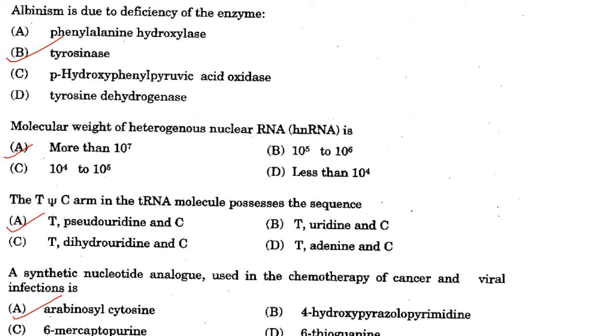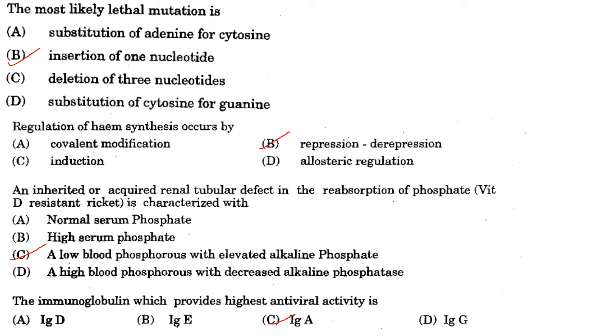A synthetic nucleotide analog used in the chemotherapy of cancer and viral infection is arabinosyl cytosine. Answer is option A. Then the most likely lethal mutation is insertion of one nucleotide. Answer is option B. Then regulation of heme synthesis occurs by repression, derepression. Answer is option B.